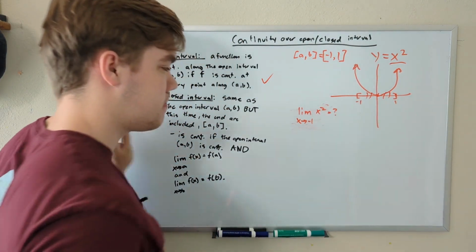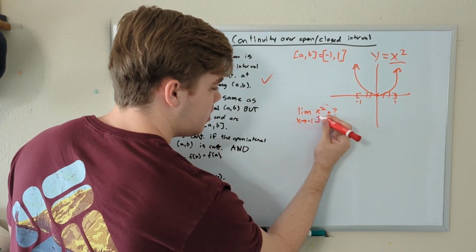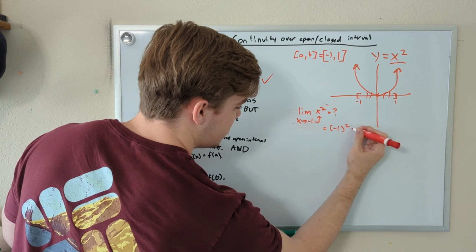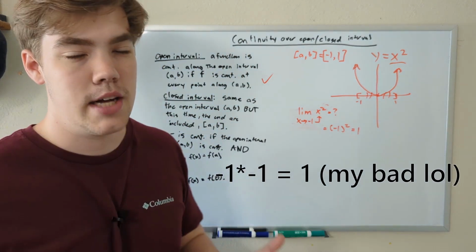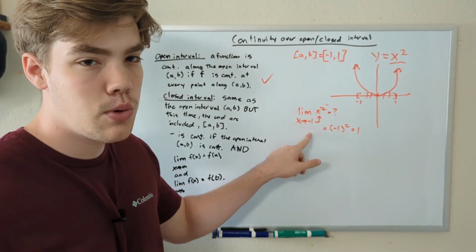What does this equal? Well, all we have to do to solve this limit problem is plug in -1 for our x. So this is equal to -1 squared, which is equal to 1. But we're not done yet. This has to equal f of a.